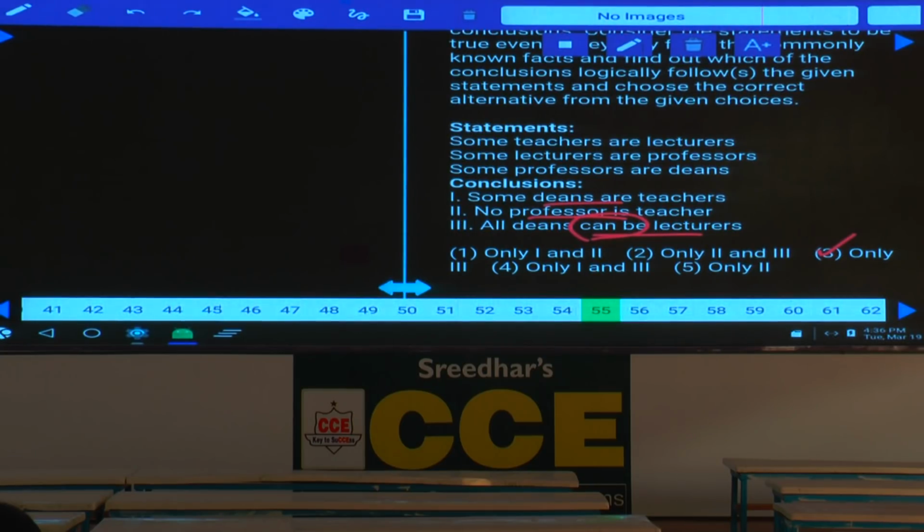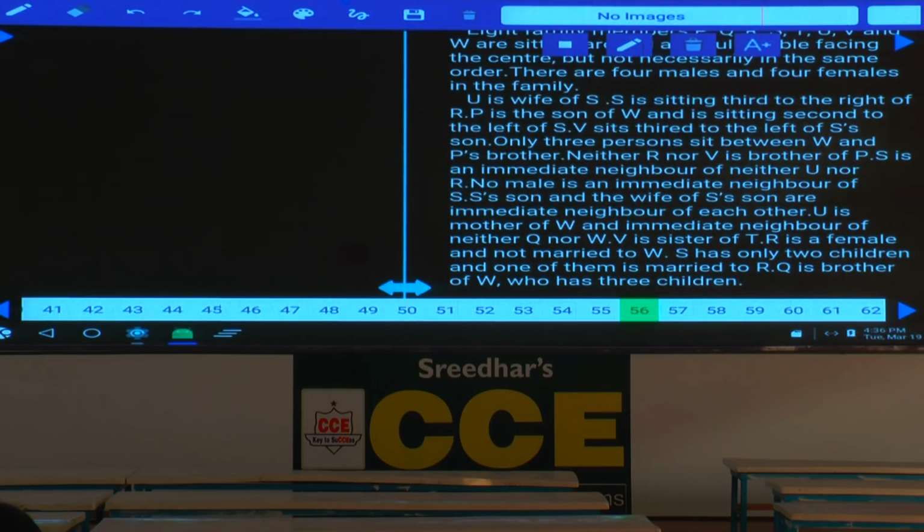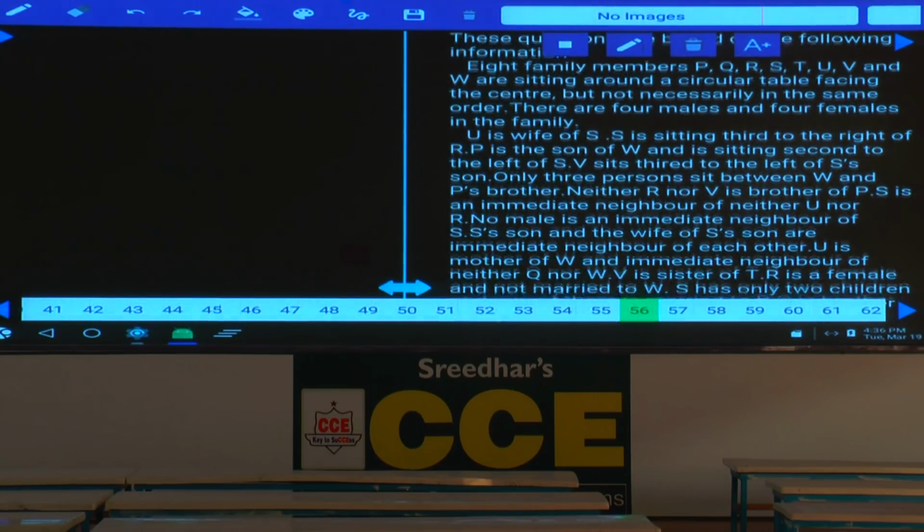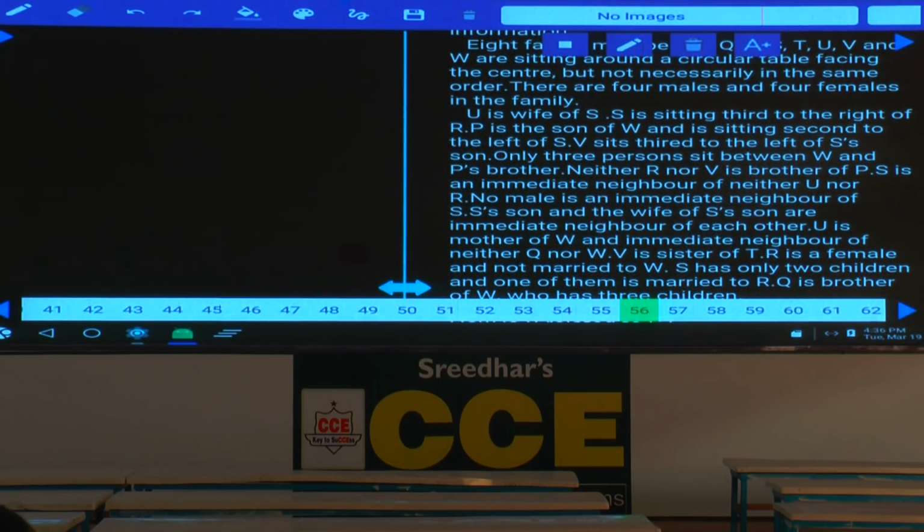8 family members P, Q, R, S, T, U, V and W are seated around a circular table facing the center. Now 56 to 60, 8 persons P, Q, R, S, T, U, V and W are seated around a circular table facing the center, clearly given, but not necessarily in the same order. And among these 8 persons, there are 4 males and 4 females in the family. Equal number of males and females are there in this family. Then conditions. U is the wife of S.